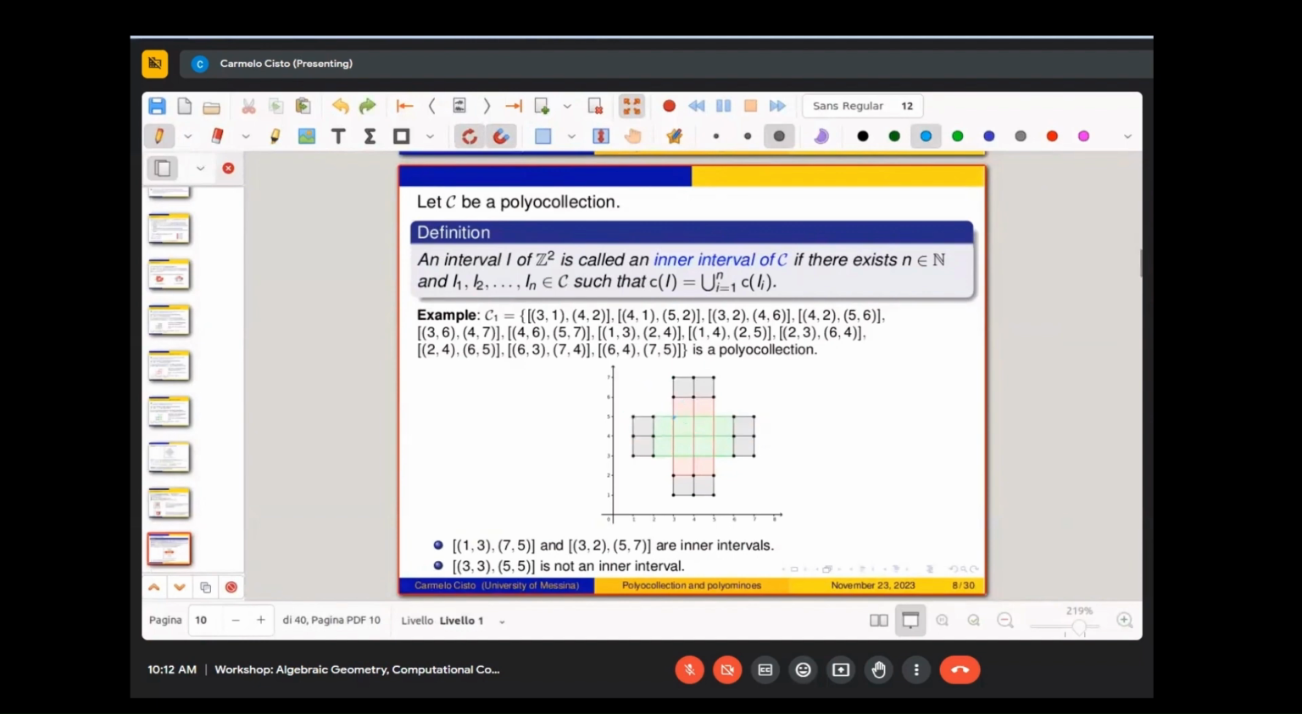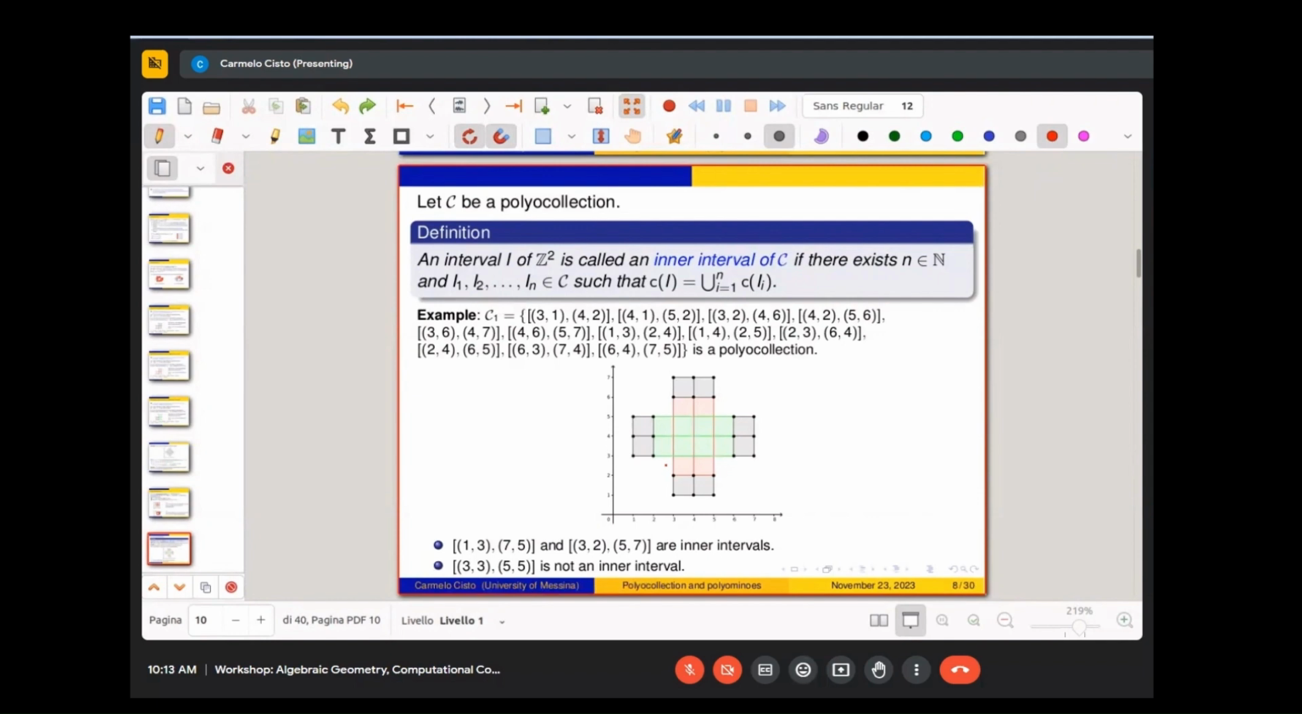But, for instance, this one, even if in the figure it seems that it is contained in the collection, is not an inner interval. It's not an inner interval because its closure is not the union of closures of intervals contained in the collection. Because, for instance, this interval or this one is not an interval belonging to the collection. The vertices of the collection here are the black points. So we have the definition of polyomino collection. We have a definition of inner interval.